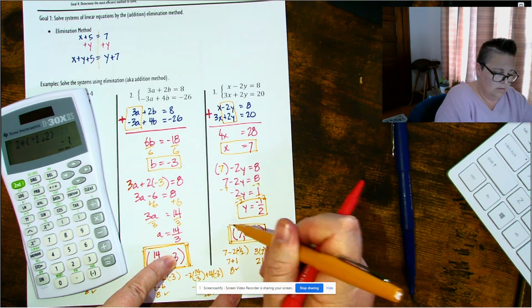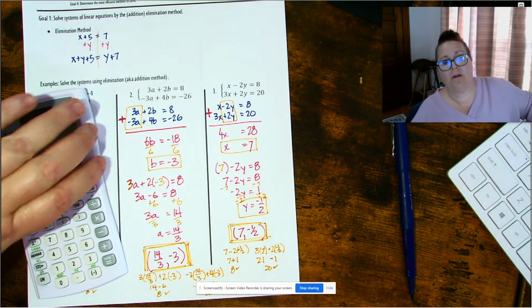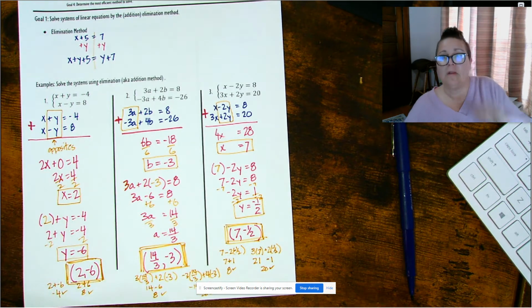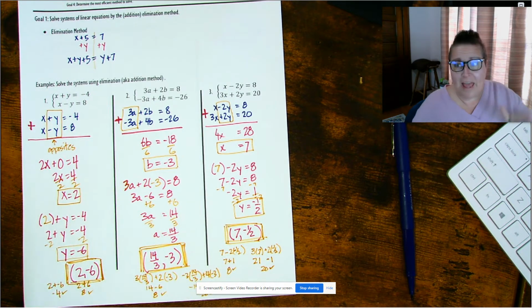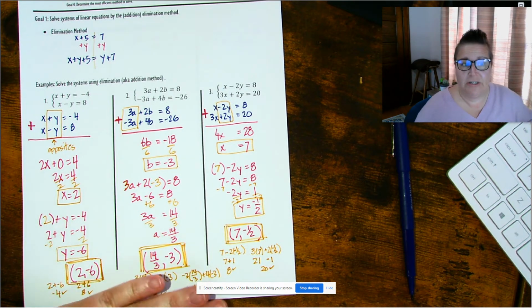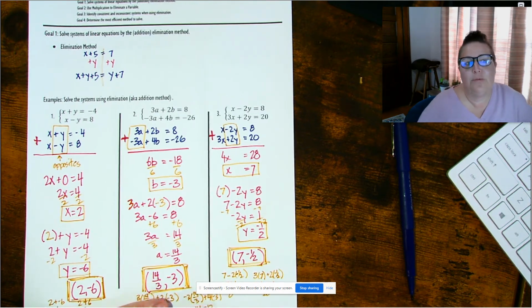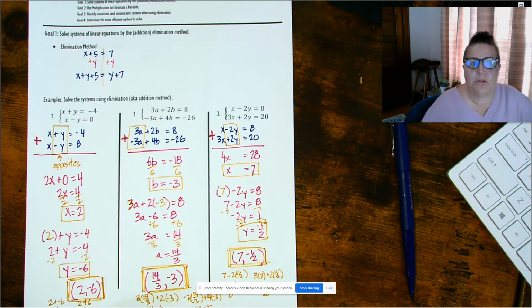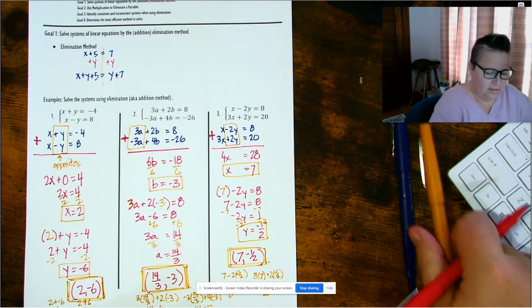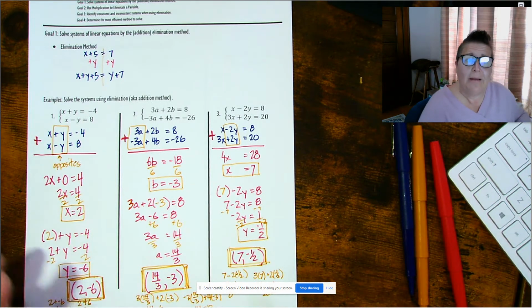There we go. So I know for sure that 7, negative 1/2 is a solution. All right. So that is an introduction to the elimination method. Now, you know we're not going to keep it this simple. You know we're going to kick it up a notch. That's what we do. It's part of what happens.